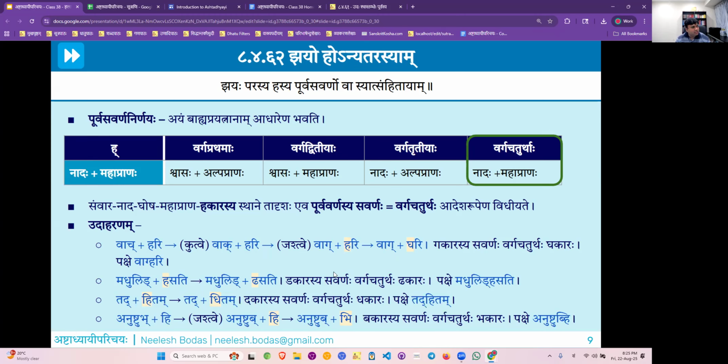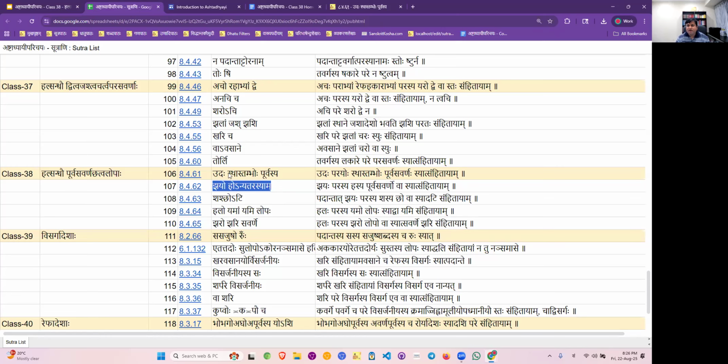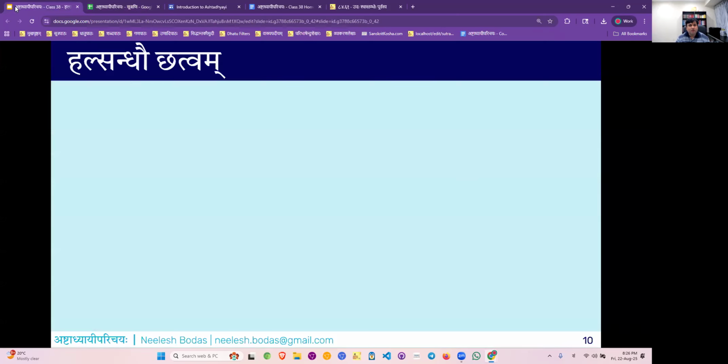I think this is one of the well-known sutras. You might find many examples in your introductory sandhi books as well. That's it. We are done with the Purvasavarna, Udastastambho Purvasya and Jhayo Honyatarasyam. Any questions?